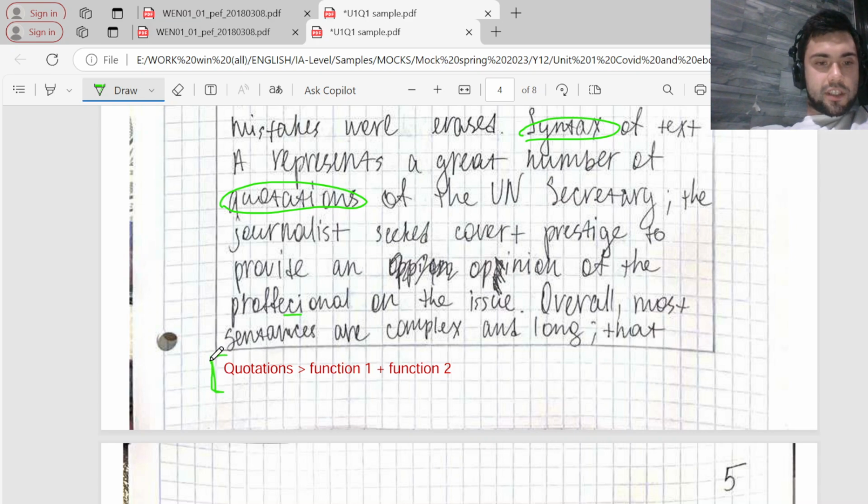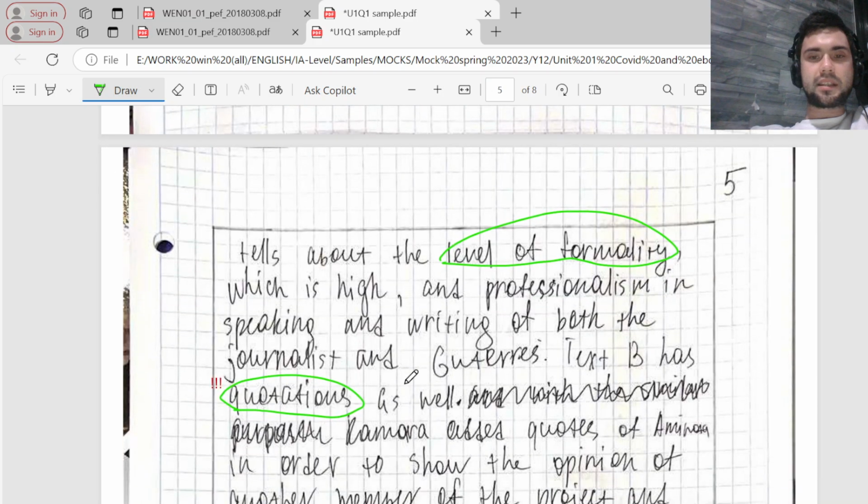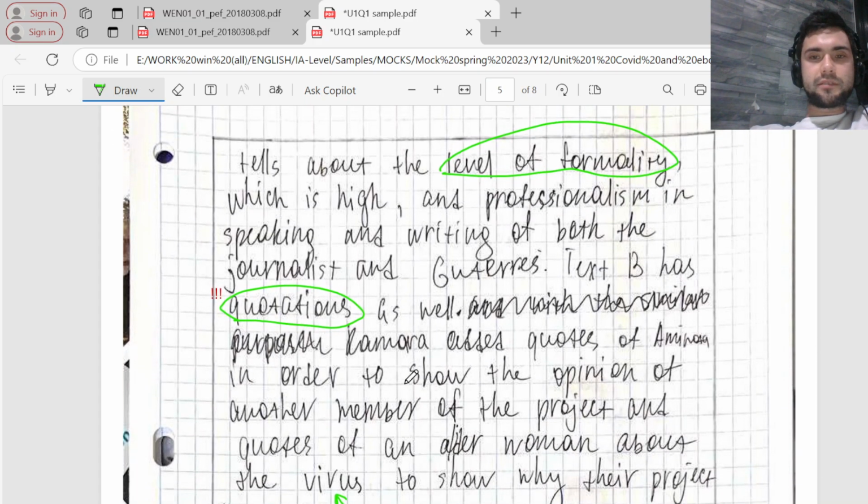Here, the side note is that, again, you want to introduce the point in general, give function 1, give function 2, in text A and in text B in one paragraph. So it's all the same to make it comparative and evaluative in one paragraph.